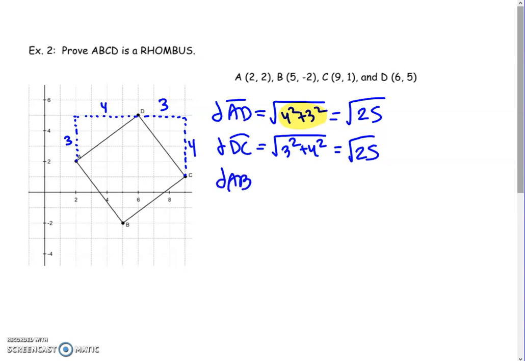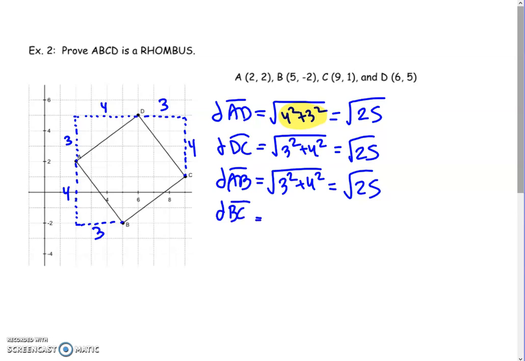Distance from A to B. So that is 3, that is 4. Make sure you show that work. 3 squared plus 4 squared, that's square root 25. And finally, distance from B to C. That's 4, that's 3. So I know it gets a little repetitive, but you have to show all of that work. You have to show the lengths on the diagram, and you have to make this little conclusion here.